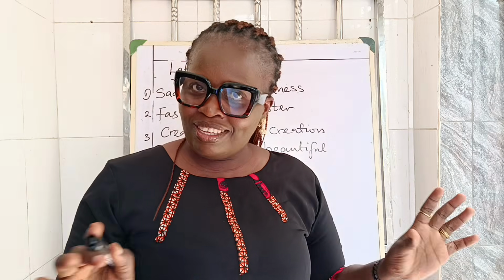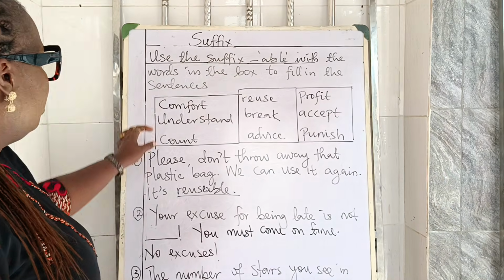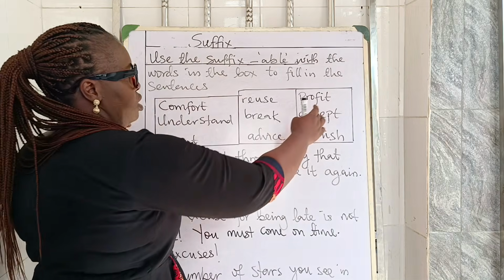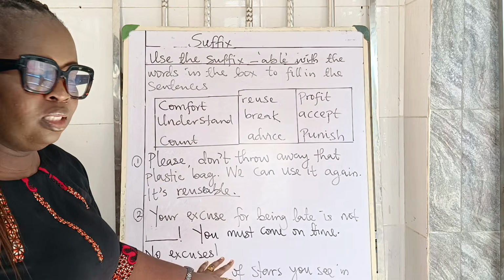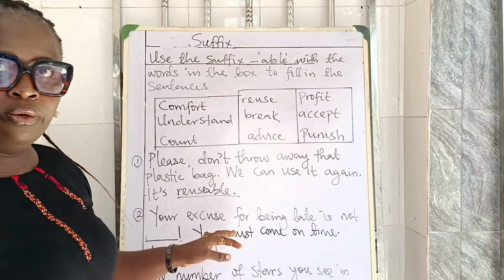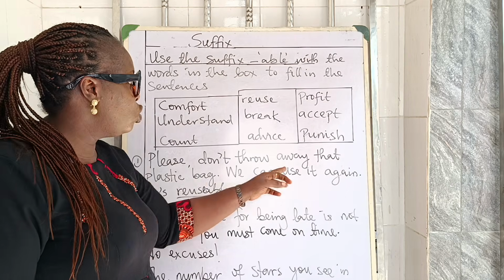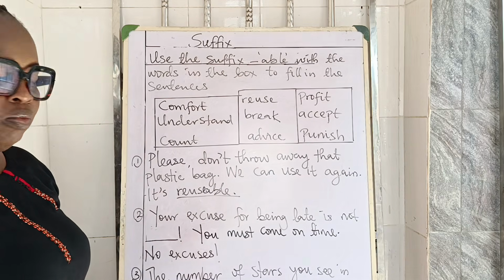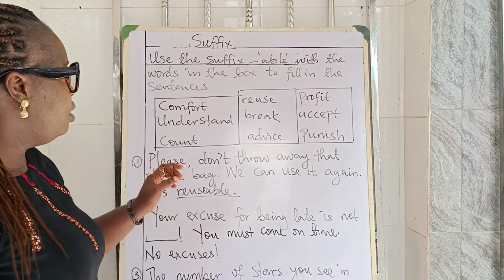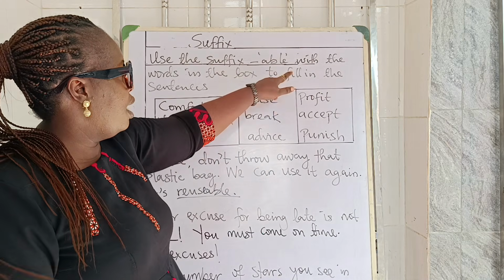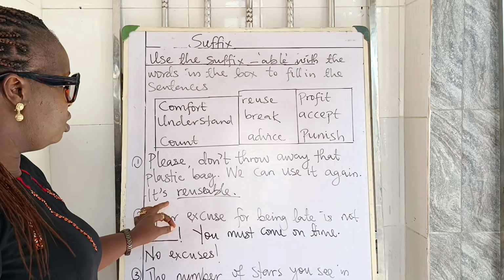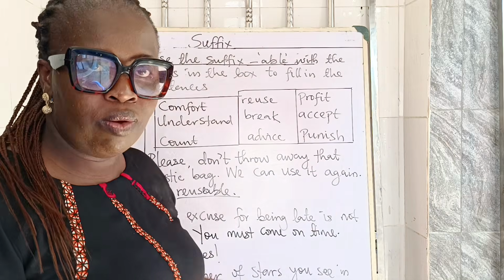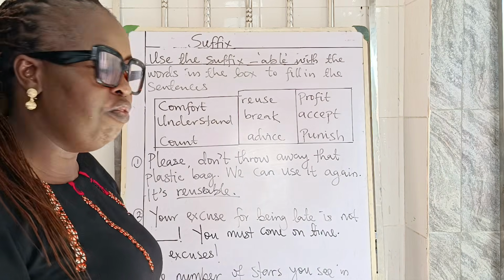I want to give you an activity to practice on. Use the suffix able with the words in the box. This is the box to fill in the sentences. Now, number one has been done. We have: please don't throw away that plastic bag. We can use it again. It's reusable. Now we have reuse here, and I added my able to it. It is what? Reusable. Make sure when you're picking anything from the box, it should fit your sentence. You should be able to go in for that sentence.